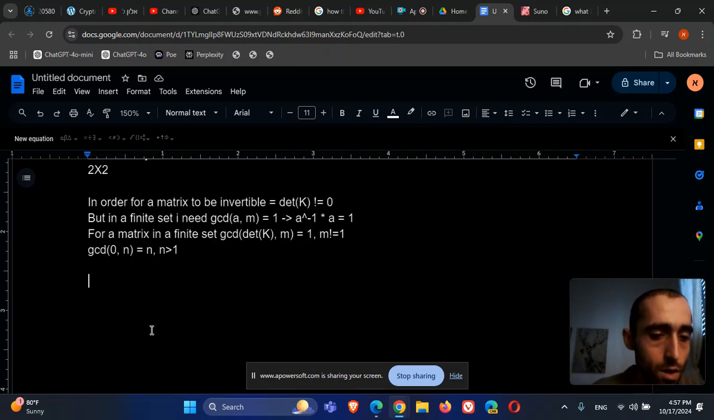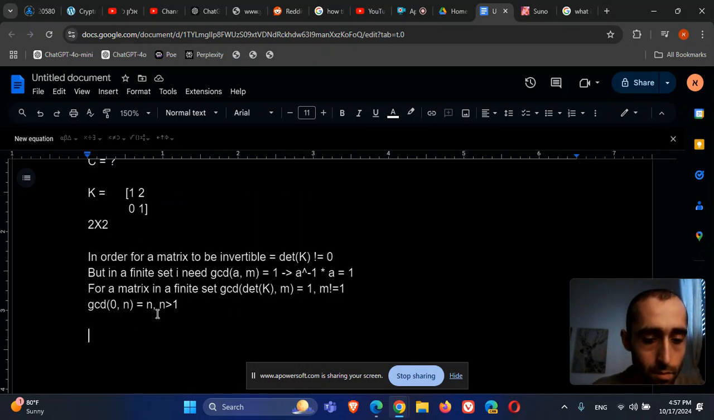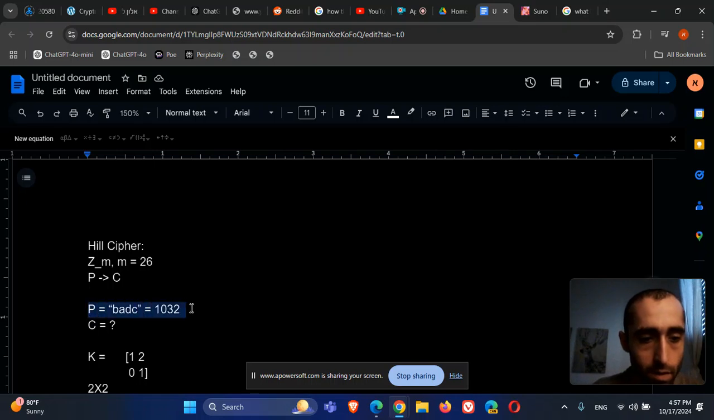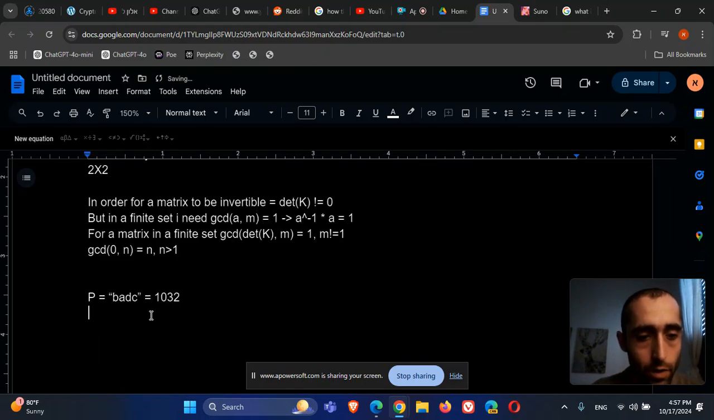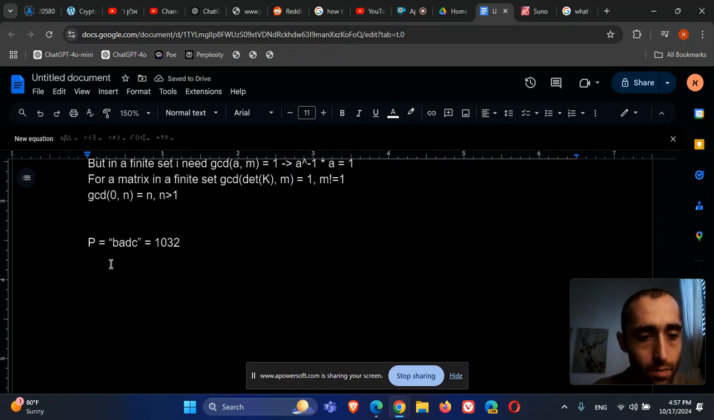So, I have the plain text. This is the plain text, let's take it here, right over here. I have the matrix right over here. Let's start encryption.